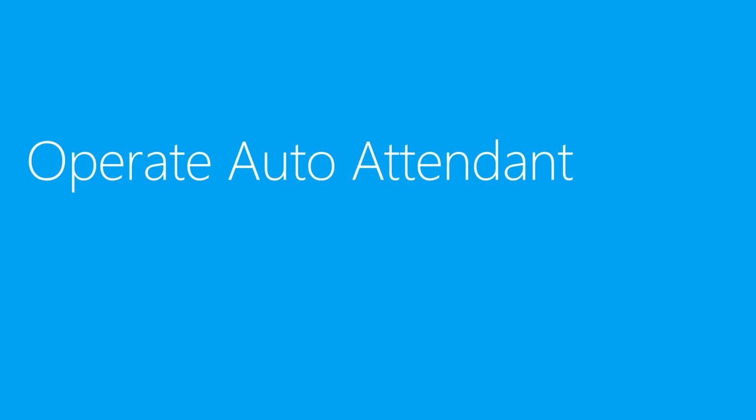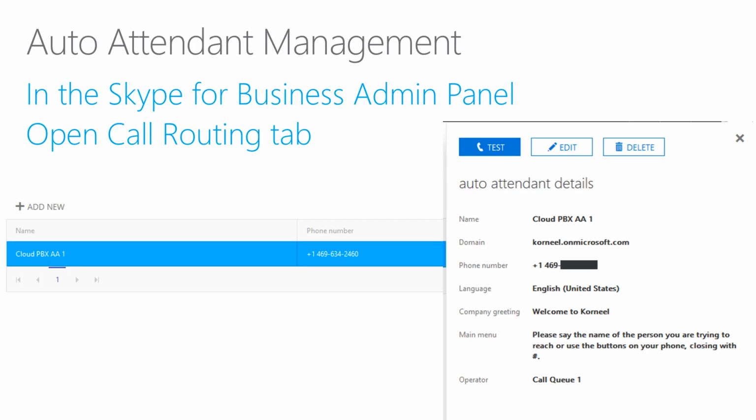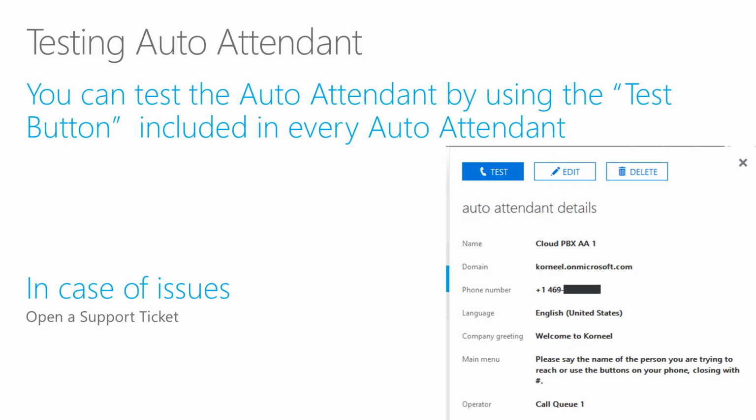So how do you operate Auto Attendant? In the Skype for Business admin panel, you can open the call routing tab and then you can select your Auto Attendant. Your Auto Attendant will show the details like the phone number, the greeting, and the main menu. You can edit from there or you can press the test button to test it. Once you press test, it opens Skype for Business and tries to call the Auto Attendant so you can hear what's configured. If you have any issues, since this is an online managed service, you should open a ticket in the Office 365 Admin Center.